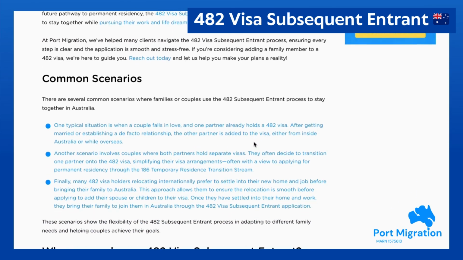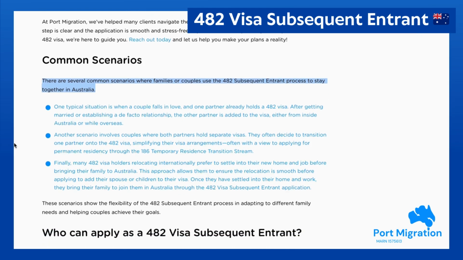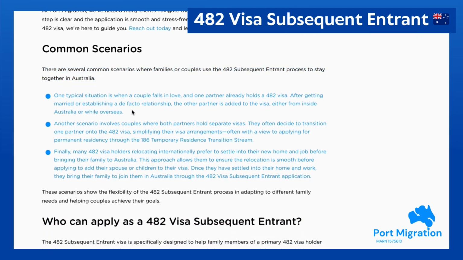Let's have a look at some common scenarios. There are several common scenarios where families or couples use the 482 subsequent entrant process to stay together in Australia. One typical situation that we see is where a couple falls in love and one partner already holds a 482 visa. So after getting married or establishing a de facto relationship, the other partner is added to the visa from either inside Australia or while they're overseas.